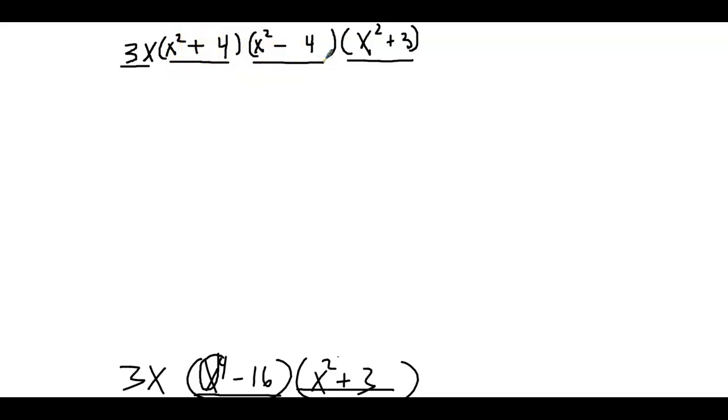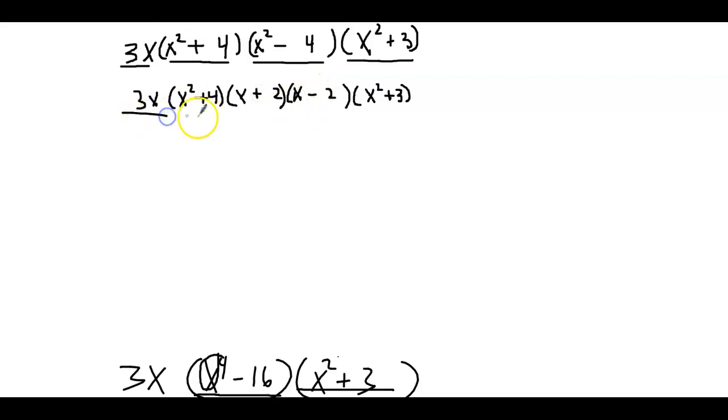Is this a difference of squares? It is. We have another minus and 2 perfect square roots here. So we're going to have 3x. We're going to have x squared plus 4. And then this x squared minus 4 is going to get split up into 2 other factors now. The square root of x squared is x. And the square root of 4 is 2. And we make one a plus, and we make one a minus.